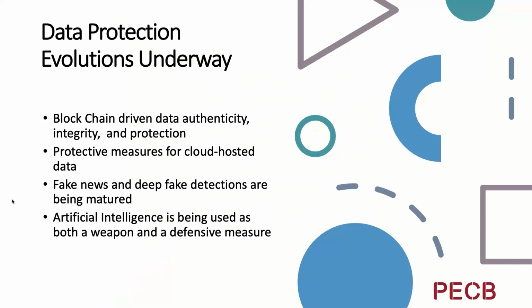Some evolutions are underway that we've all heard about in the news lately. We've talked about this in previous PECB webinars as well. Blockchain as a technology is driving data authenticity, integrity, and protection initiatives. There are protective measures for cloud-hosted data being evolved, often coming from the vendors themselves, but there are also third parties making products to shim on top of your cloud-based data to protect it better or provide some third-party oversight on the protection of that data.